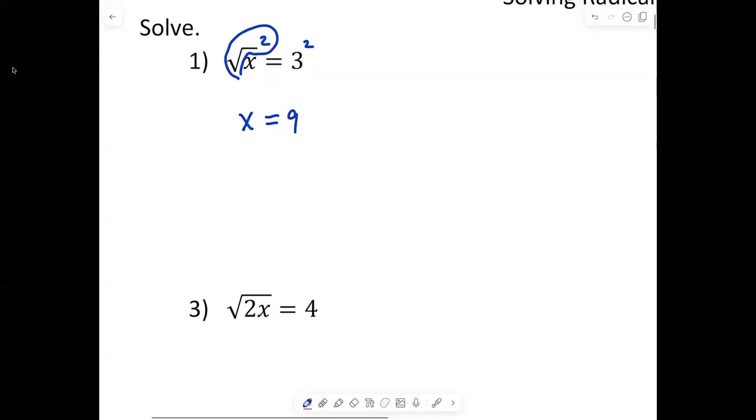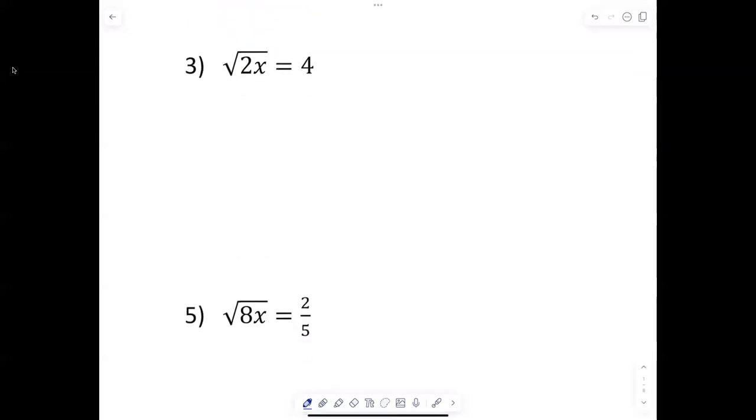All right, so let's take a look now at number 3. How do we undo a square root? So everybody puts a 2, or a square. That leaves me with 2x is equal to, what's 4 squared? 16. And what's 16 divided by 2? And there you have it. That's the answer.